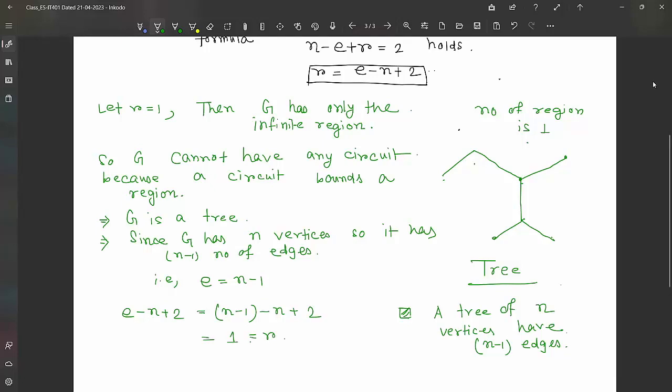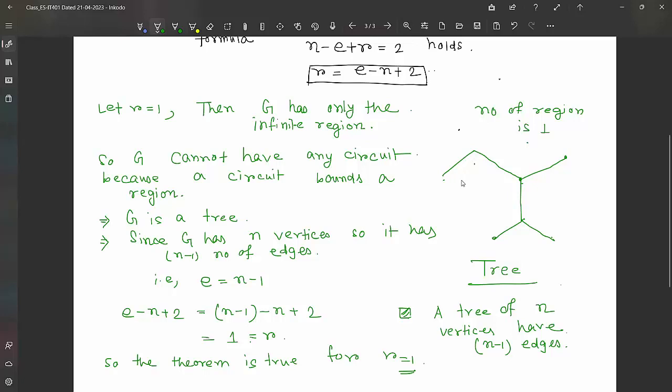So here we can see that for E equal to n minus 1, E minus n plus 2 is equal to R. That means it holds. So for R equal to 1, the theorem is true. Now we take that the theorem is true for R equal to M, where M is greater than 1. That means for any graph with more than one region, we take that this theorem also holds true.